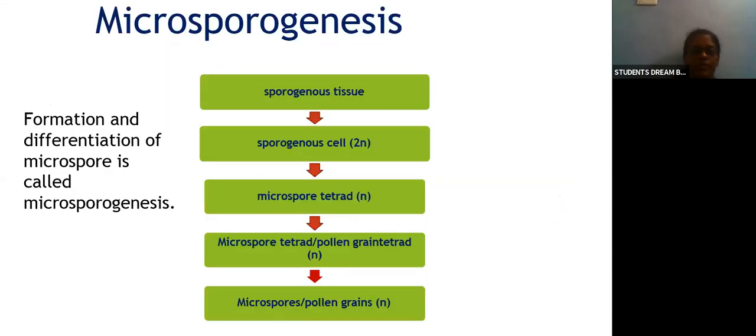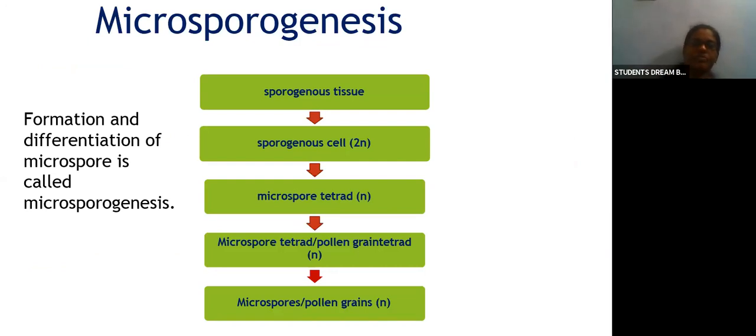Clear? Okay. So microsporogenesis, we saw, is the formation and differentiation of microspores. Initially the sporogenous tissue and sporogenous cells form. Each sporogenous cell is capable of producing a microspore tetrad. This microspore tetrad, what will happen? Each microspore tetrad will be capable of producing a pollen grain. And finally, when the anther matures, it will get dehisced and the individual pollen grains will be released.